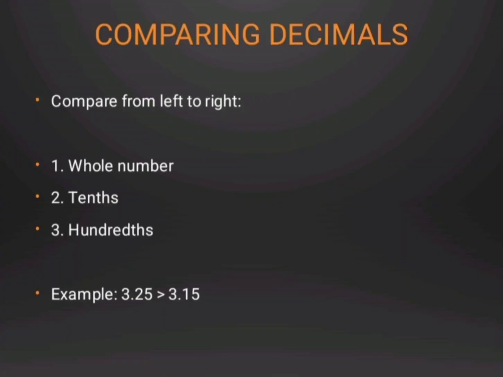The next topic is comparing decimals, and we always compare decimals from left to right. For instance, there is 3.25 and 3.15. We start with the whole part, and both have 3. So we next move to the tenth digit, which is 2 and 1. Here 2 is greater than 1, and hence we say 3.25 is greater than 3.15. The important note is that we always compare from left to right.